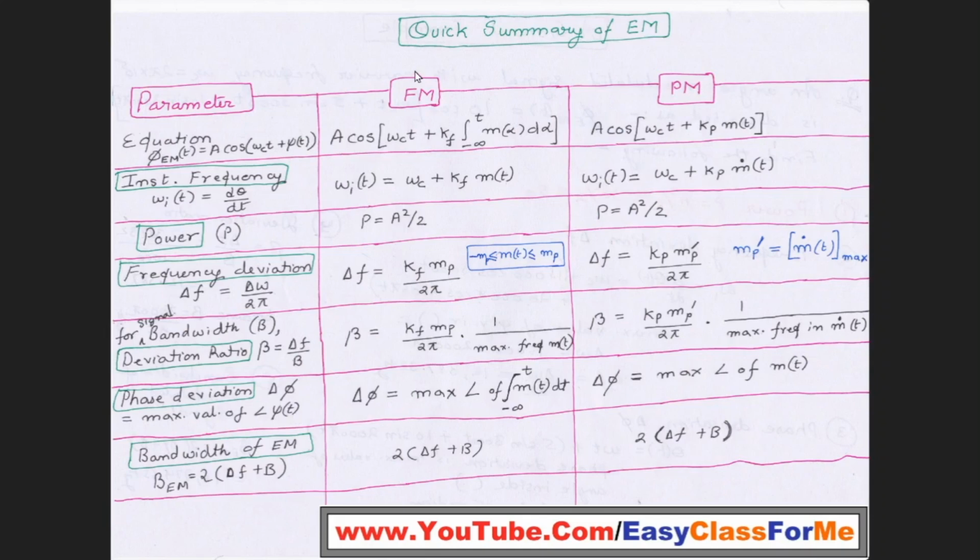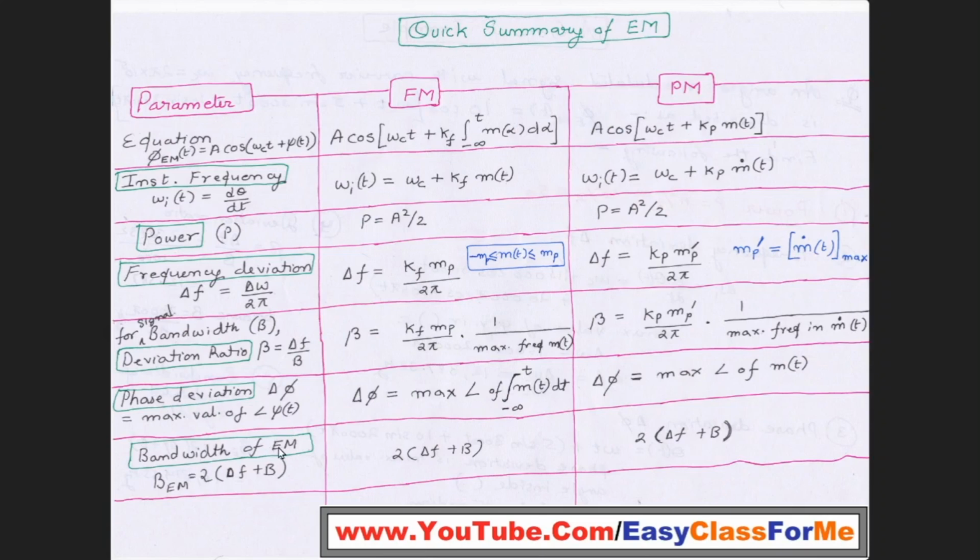So delta phi for frequency modulation is the maximum angle of this particular thing, because here the value of psi(t) is this, and similarly here the value of psi(t) is kp into m(t). kp is a constant term, so it can be removed because it won't contribute to any angle. So it's just the maximum value of the angle of m(t). Similarly here also you can remove or keep kf, there is no problem there. So this is how you calculate phase deviation.